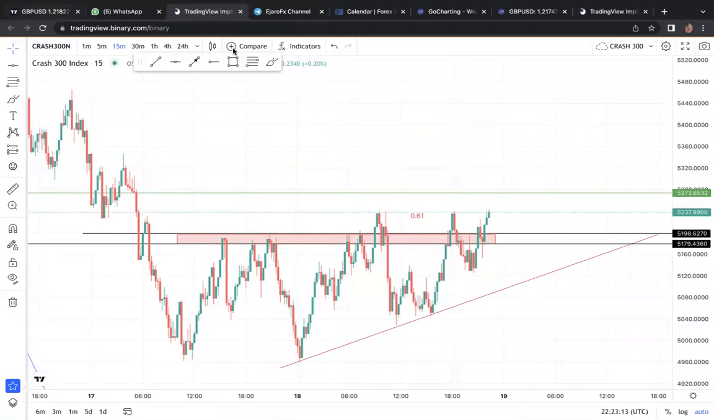And this is what brings me to market structure. Like what I said earlier on, the points I consider in taking a trade, right? Number one is the market structure. Now, in the market structure, right?